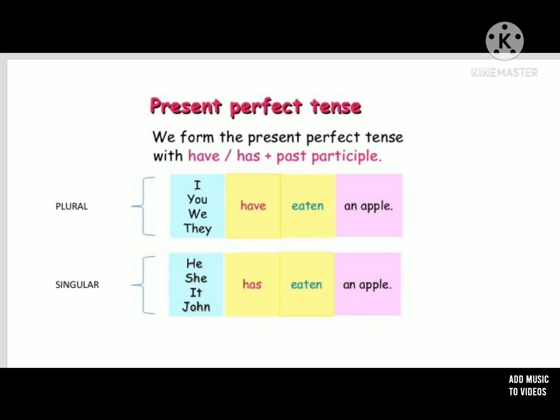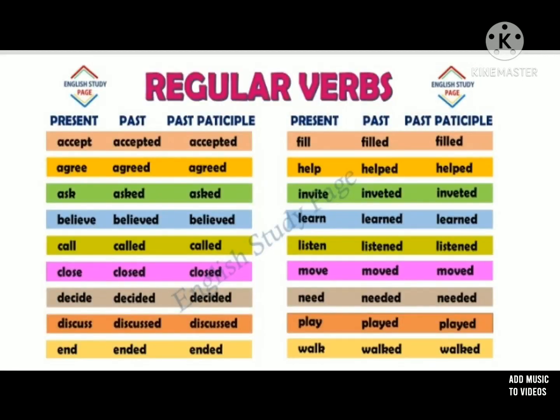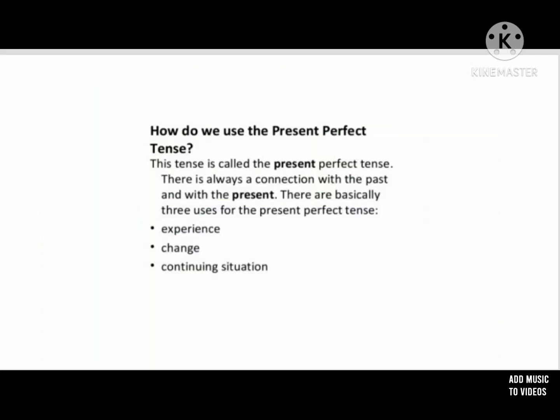Has is used with singular subjects. That means only one. Such as he, she, it, John. He has eaten an apple. She has eaten an apple. It has eaten an apple. John has eaten an apple. Now I have given you some useful irregular verb list which will be helpful for you to learn and practice. And also I have given you some regular verbs as well.